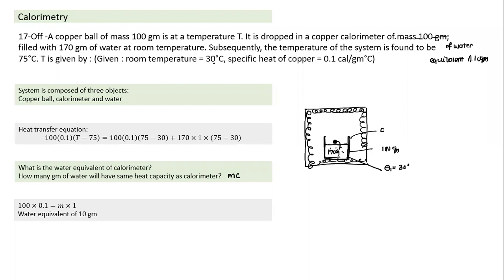What is the advantage of doing that? If I say the water equivalent is 10 grams, I can treat even the calorimeter as water of 10 grams. I could take the total mass of water as 180 grams. So rather than having 3 things coming into the equation, only 2 objects come into the equation. That's the only significance of water equivalent. All right, I'll stop here. I think it is almost time now.